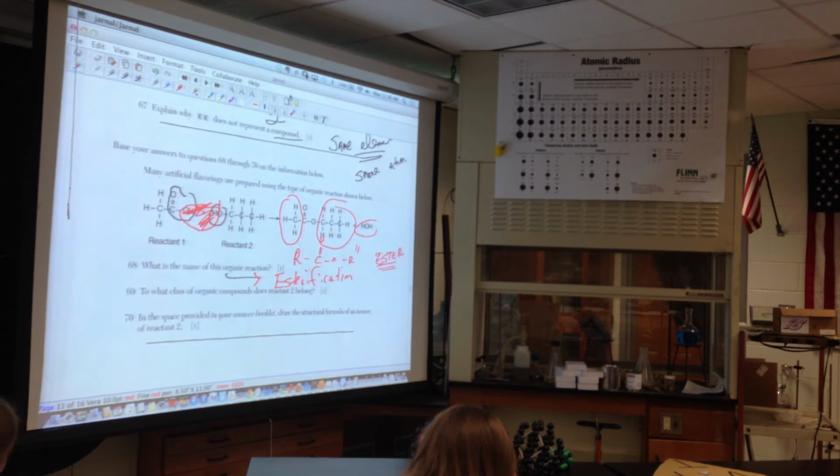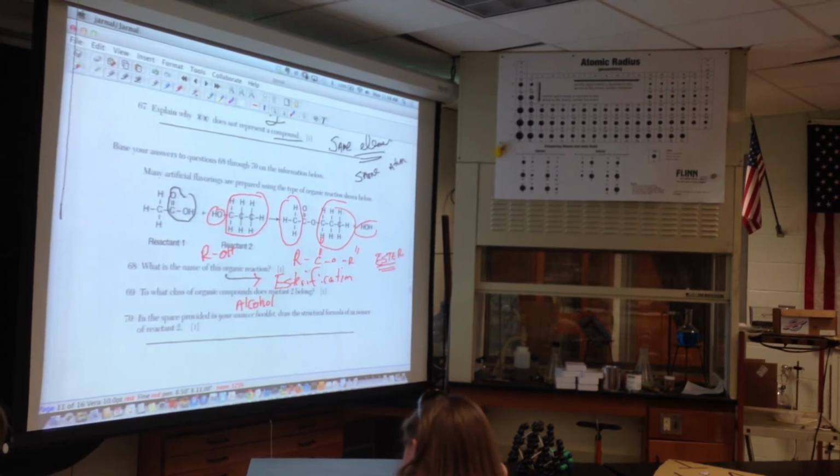What organic compound is this with an OH? It's in Table R, an R with an OH. What does the R represent? The rest of an organic compound, a hydrocarbon, and an OH. This is an alcohol. It's right from Table R.